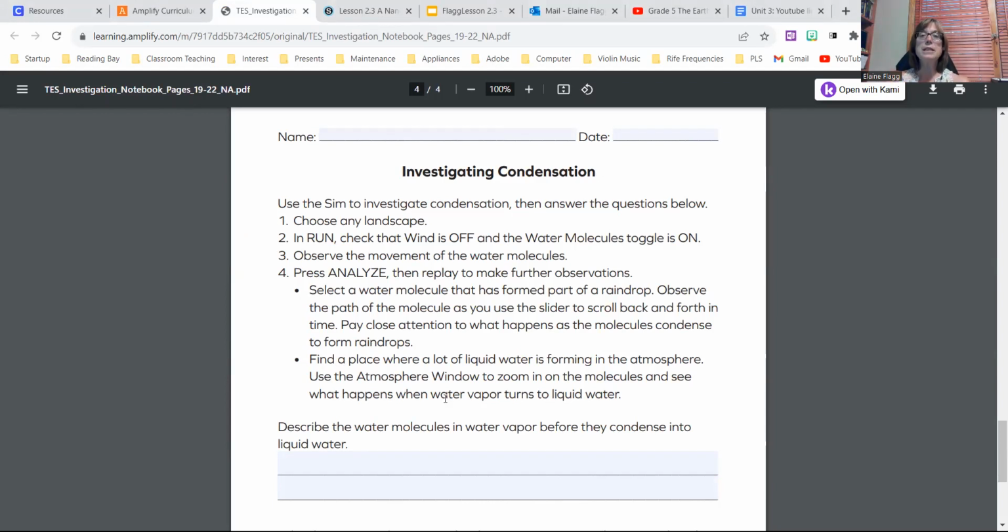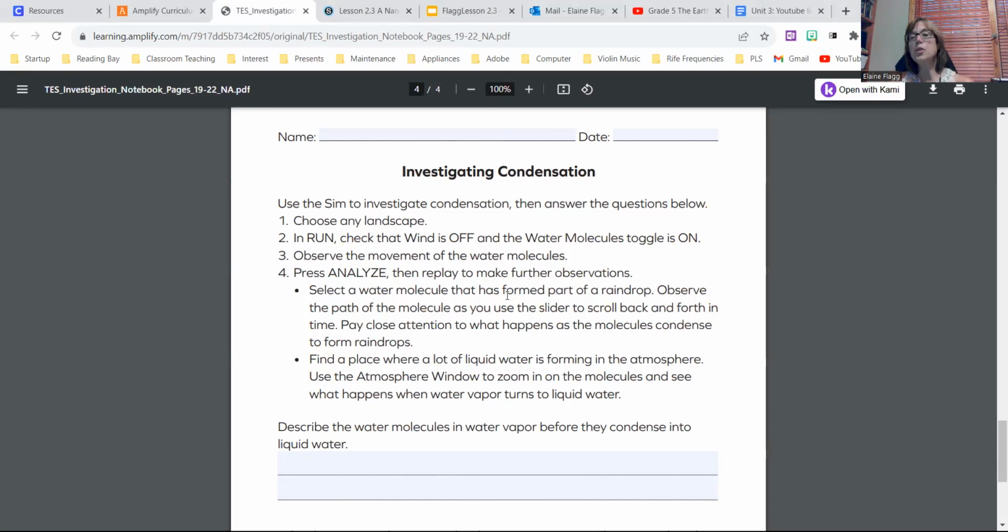Okay, so use the sim to investigate condensation, then answer the questions below. Number one, choose any landscape. Two, in run, check that the wind is off and the water molecules toggle is on. Observe the movement of the water molecules. Press analyze, then replay to make further observations.